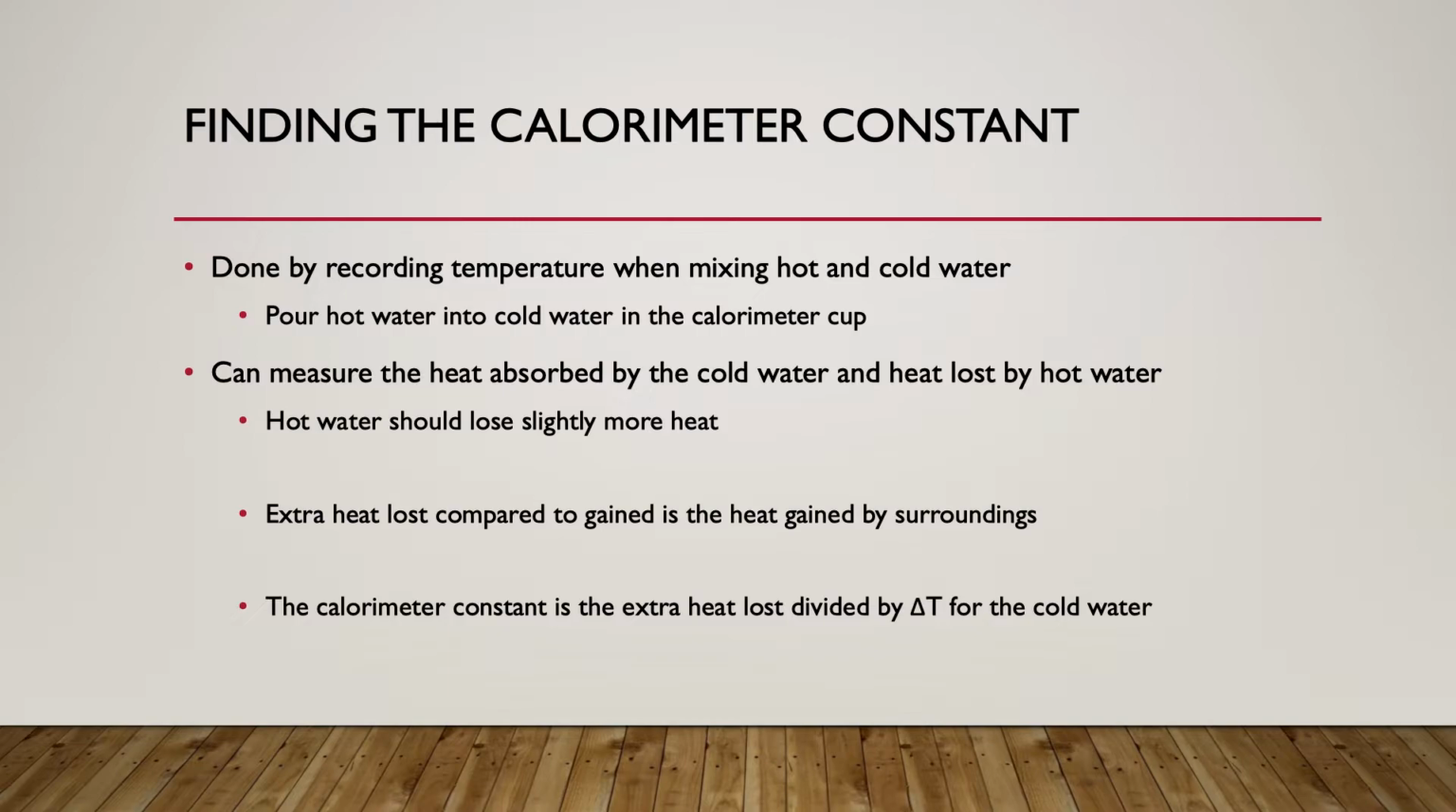And so this calorimeter constant, the way we find it is we're going to find what's the extra heat that was lost by the hot water that the cold water didn't gain. And if we take that amount of energy and divide it by the temperature change of the cold water, since the coffee cup is basically undergoing that temperature change as well if it's holding the water, then we should be able to figure out roughly what our calorimeter constant is. And we can figure out how much energy it takes to raise that coffee cup, or our calorimeter in this case, by that particular temperature amount.